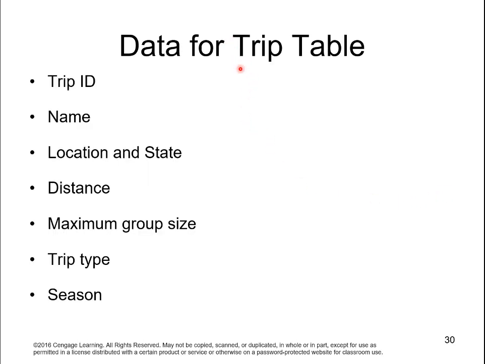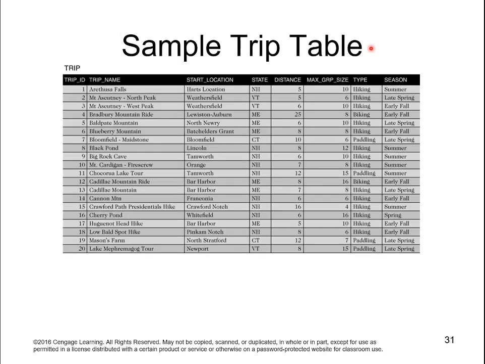So now we need to make sure we have a trip table. What trips do we have? In this table we need the trip ID, which is a unique identifier, the name, the location and state, the distance, the maximum group size, so what's the maximum number that can go on this trip, and then the trip type and the season.